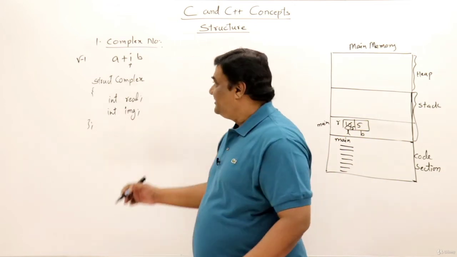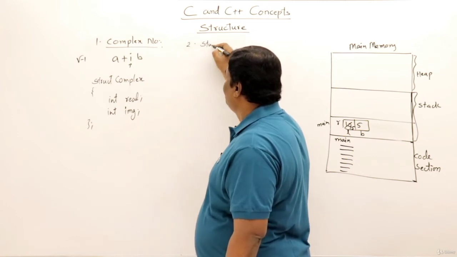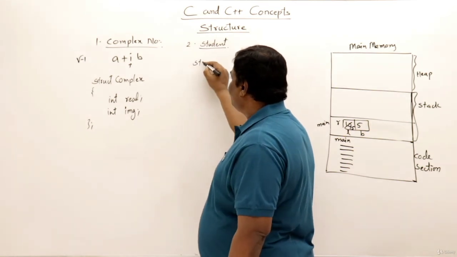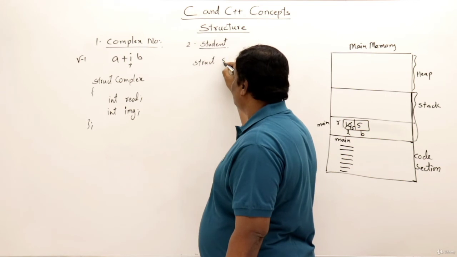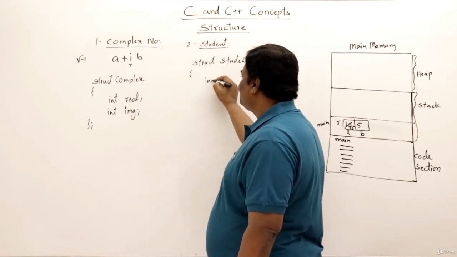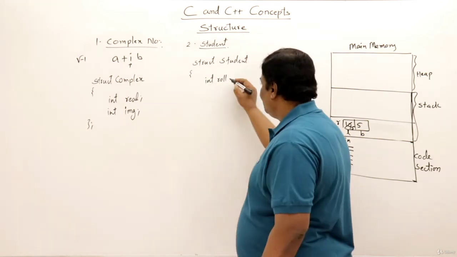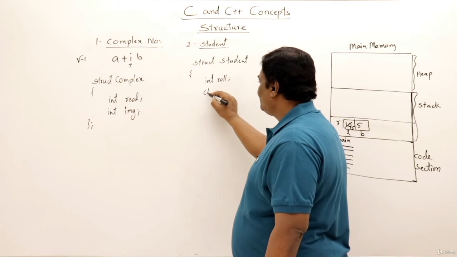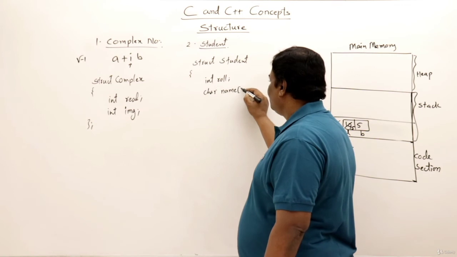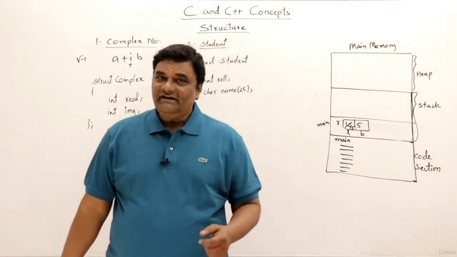Now the second example, I'll take an example of a student. Suppose your program is dealing with students' information. So for a student, we can define a structure. A structure for a student may contain the details of a student. Let us say I want to store the roll number of a student, and suppose a roll number is integer type. Next, I want to store the name of a student. The name of a student is a string, so I will have an array of type character for name. Let us reserve 25 spaces, so it can store a name up to 25 characters.